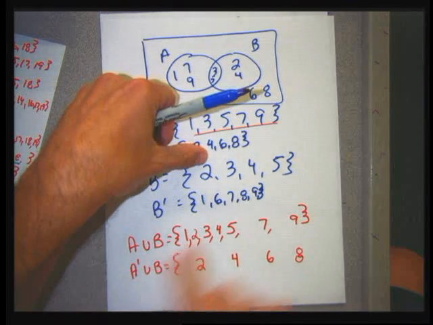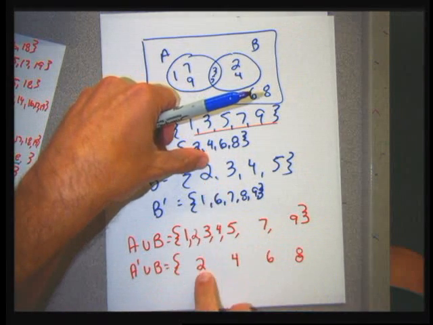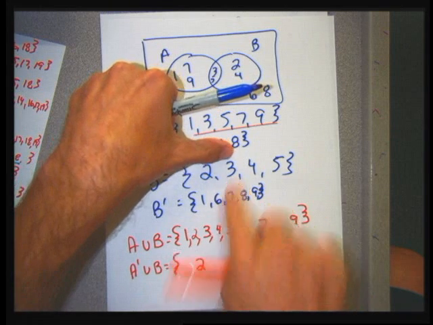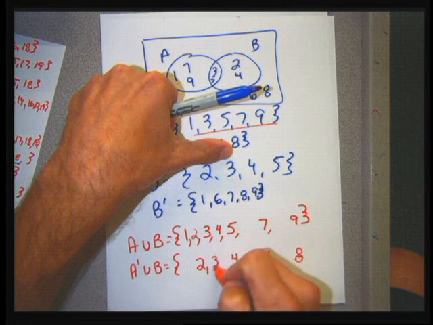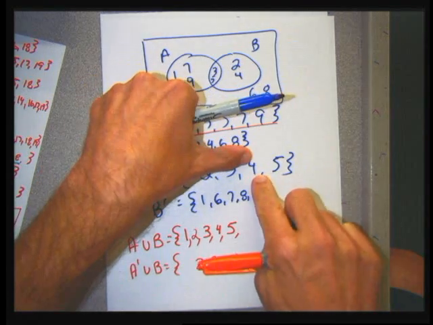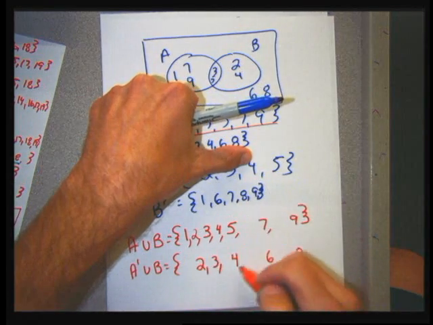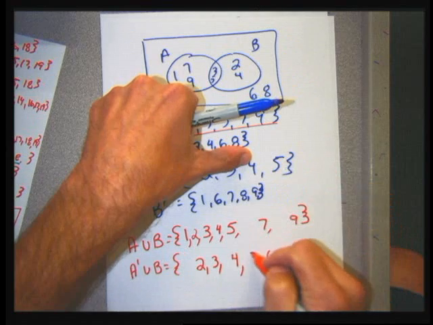B is this set. I look at 2. It's already in the list. I don't need to add it. Next thing in B is 3. It's not in my list. I need to add it. Next thing in B is 4. It's already in my set. I don't need to add it. Last thing in the set is 5. I'm going to add it.